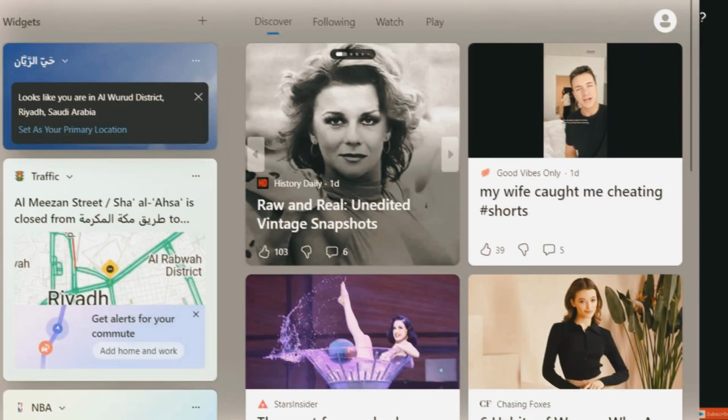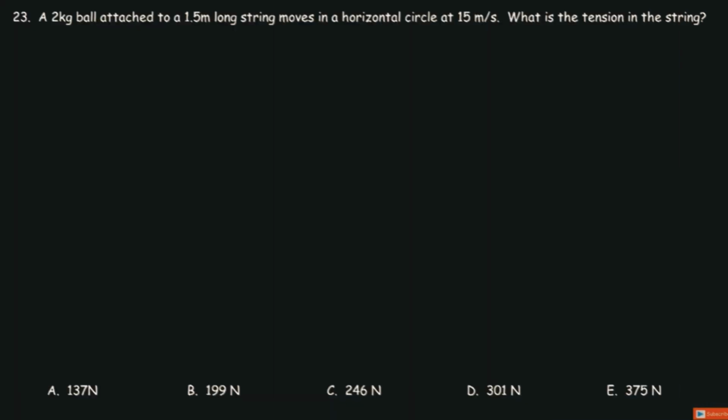Number 23. A 2 kilogram ball attached to a 1.5 meter long string moves in a horizontal circle at 5 meters per second. What is the tension in this string? So let's draw a picture. So here's the string, and here's the ball, and it moves in a nearly horizontal circle. Now this is the tension in the string.